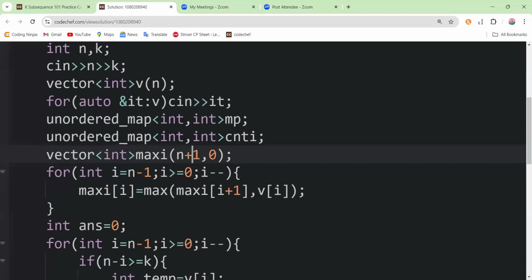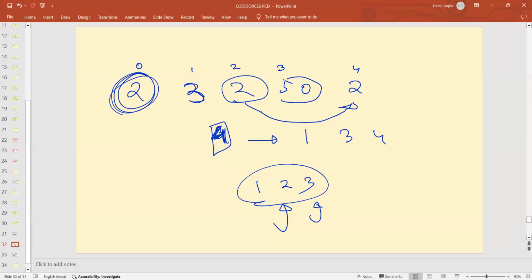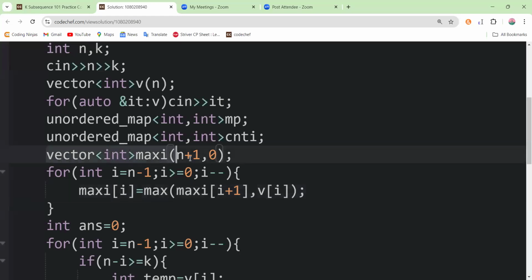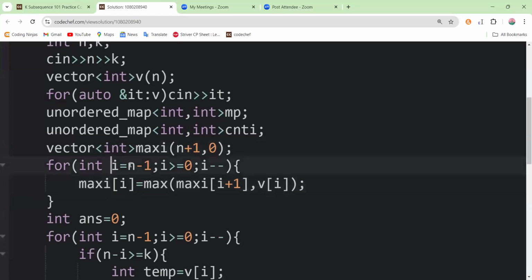And one more thing I want, for every index, I also want the maximum value towards its right. Because while I am shifting this particular index, I want its maximum value towards the right. So that's the reason I have also constructed this vector int maxi. I am traversing all the elements from n minus 1 to 0 and updating maxi of I as max of maxi of I plus 1 comma v of I. So this maxi vector is basically a suffix maxi vector. For every index I, it tells me the maximum value from index I to index n minus 1. Is it clear till now?